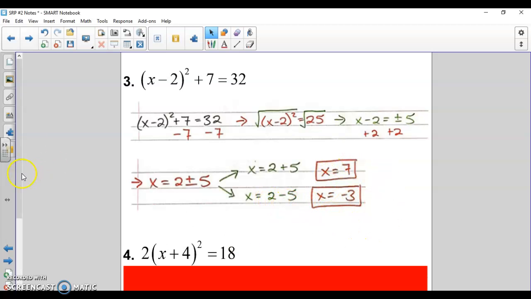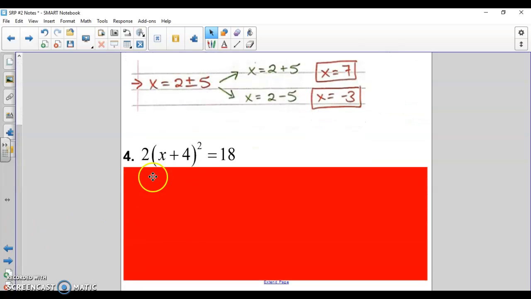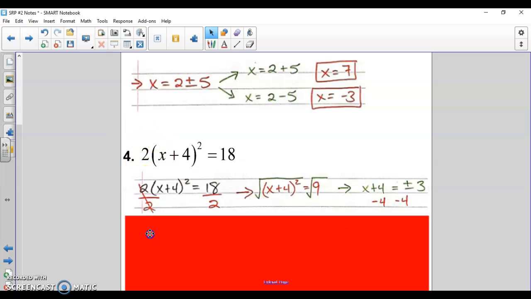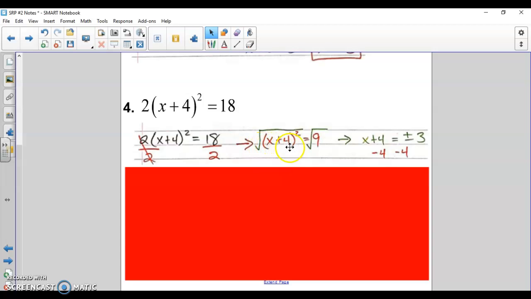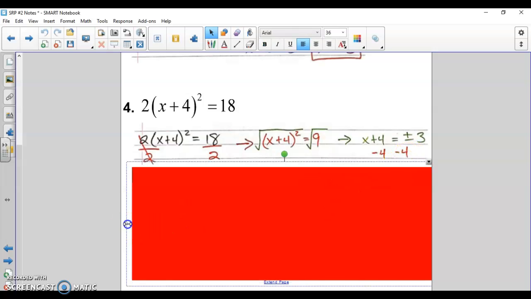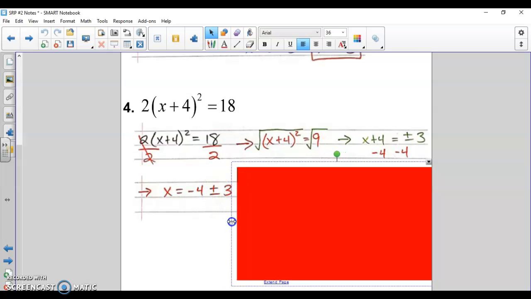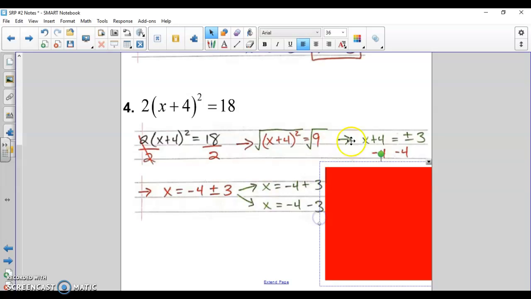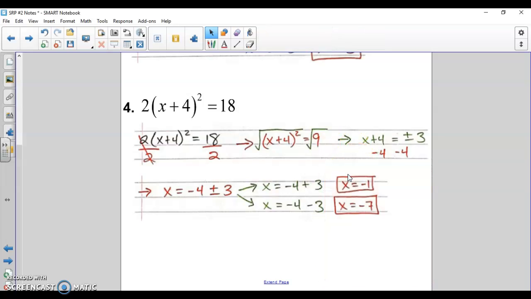Next example, I divide by 2 first to get rid of this 2 that's out front. I get x plus 4 squared equals 9. Then I square root both sides. Steps are the same as the last problems. Subtract 4, sneak it out front. Negative 4 plus or minus 3. Negative 4 plus 3, and then negative 4 minus 3. Then I get my 2 answers of negative 1 and negative 7.